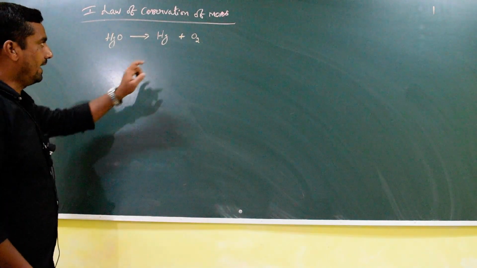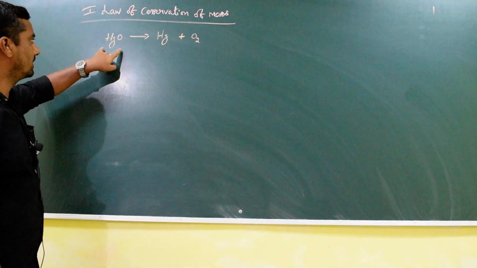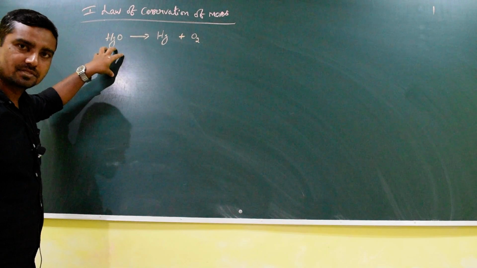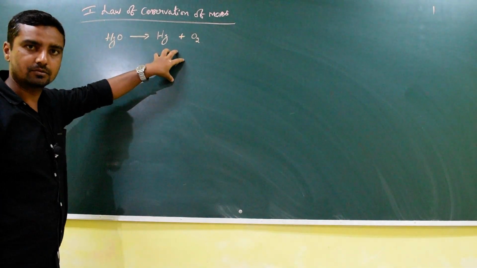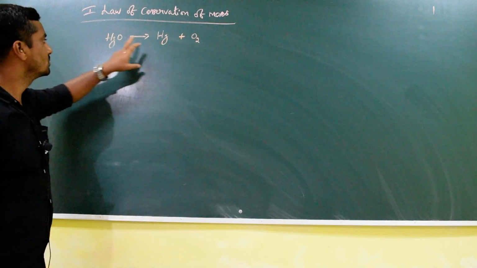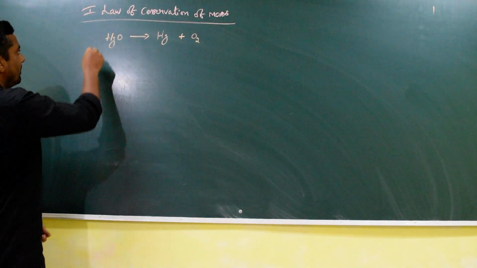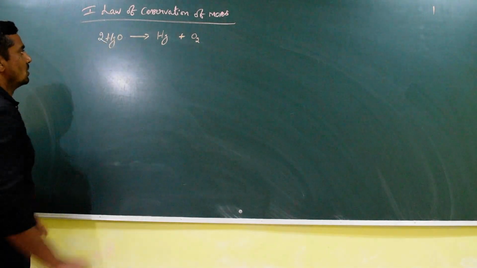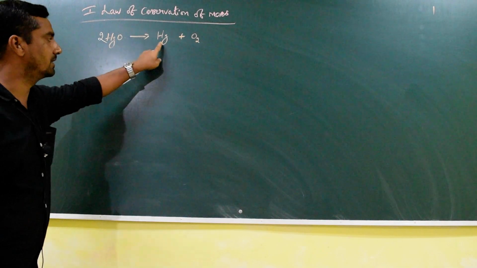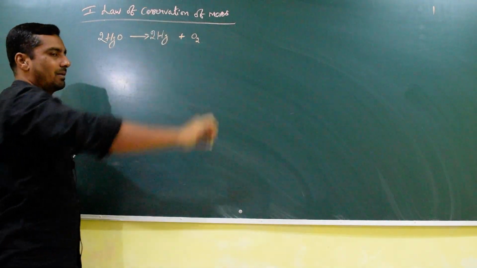The number of atoms on the product side should equal the number of atoms on the reactant side. If we go for oxygen, there are two oxygen atoms on one side, but on the other side there is only one oxygen atom. So to make it balanced we write two. Here there are two mercury atoms, here only one, so we make it two. Now this is balanced.